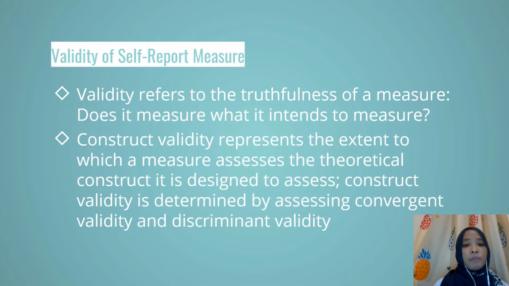Construct validity is determined by assessing convergent validity and discriminant validity. Convergent validity is when you are comparing your measure with another measure that measures a similar construct, a similar concept. So maybe you have an IQ test that uses verbal and quantitative questions, and then another IQ test that uses figures. But both of them are supposed to measure the same construct, the intelligence, the IQ.